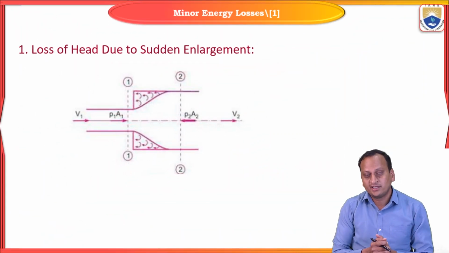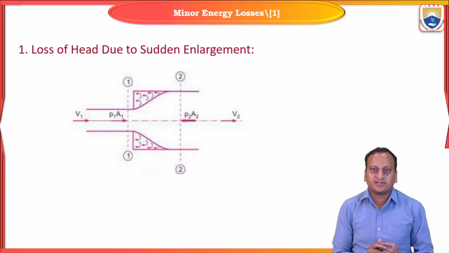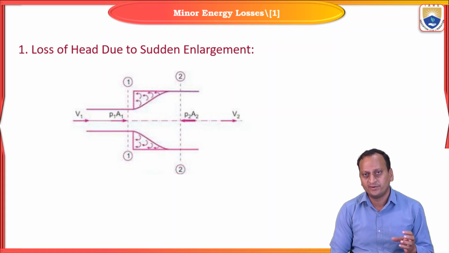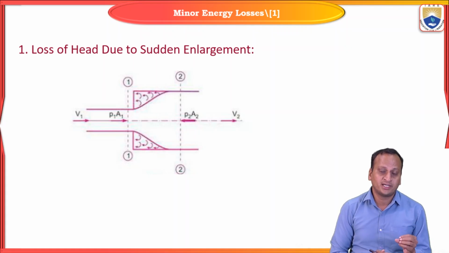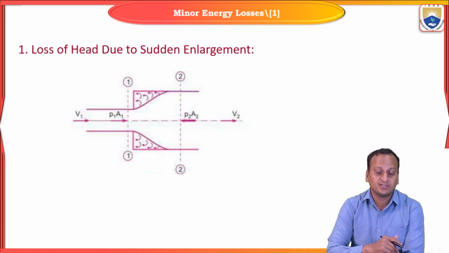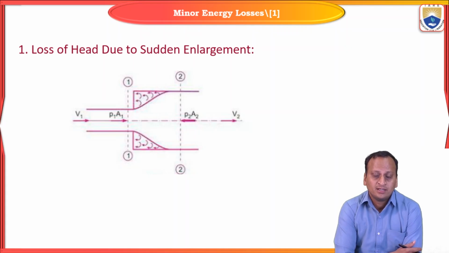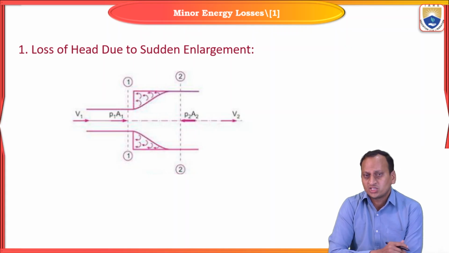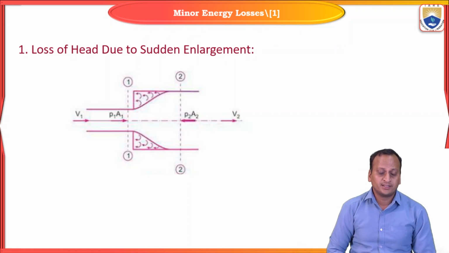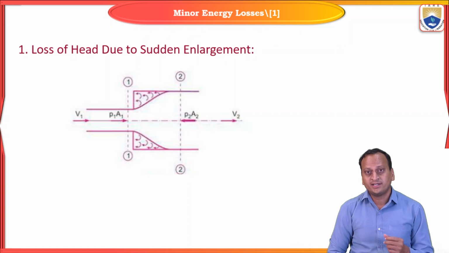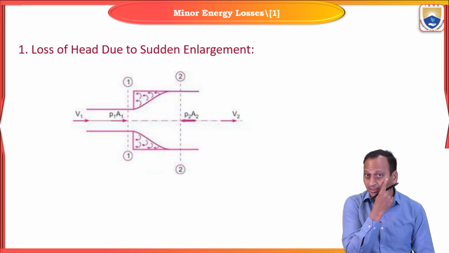Now, coming to the minor energy loss. Minor energy losses occur when the pipe cross section varies from one diameter to another, or due to an elbow, a pipe bend, pipe friction, some fittings in the pipe, or some obstruction in the pipe. These are all known as loss of head due to minor energy losses. These are all called minor energy losses.